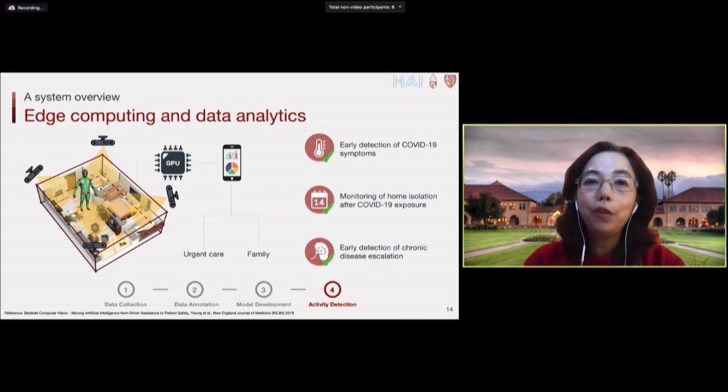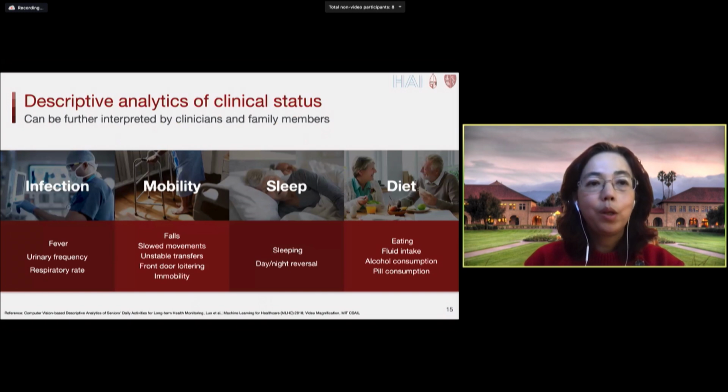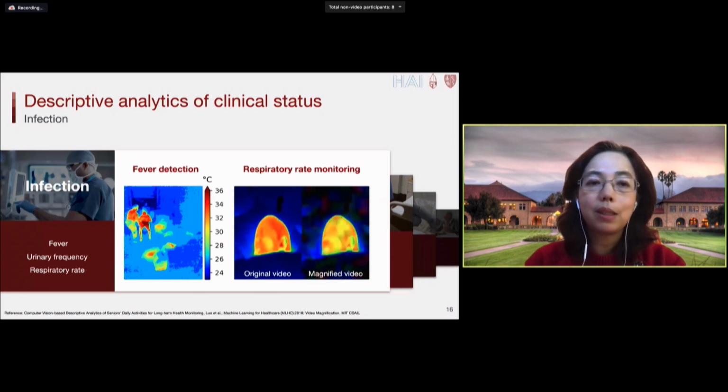Now, let's look at a few examples of the kind of useful information we could glean from these sensors. We show four examples: infection detection, mobility analysis, sleep pattern analysis, and dietary pattern analysis. Here are some sample images revealing fever detection or respiratory pattern recognition using thermal sensors. Such information is useful for early detection of infection.